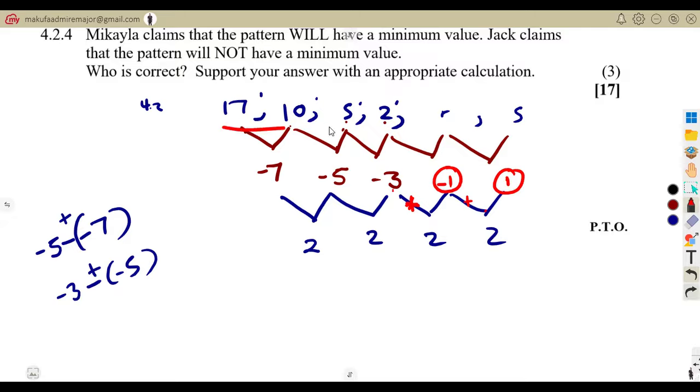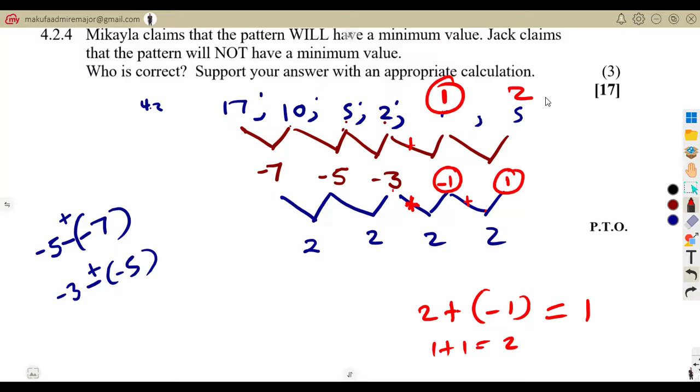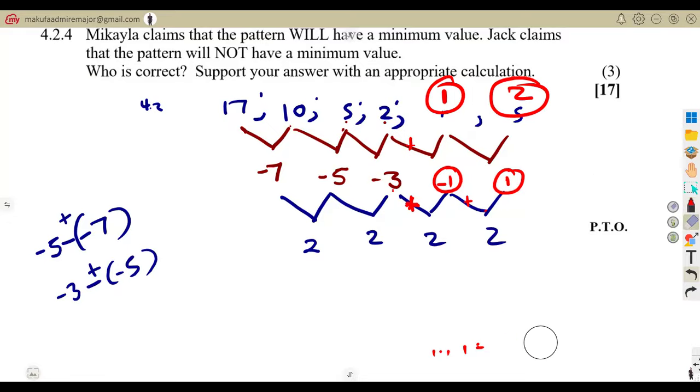But as we need R and S on the top there, let's go back to the top. We have to add again. So what are you supposed to do? 2 plus minus 1. What do we have? 2 plus minus 1, that's a 1. So if R is 1, to find S, we add again. 1 plus 1 is what? It's S. So 1 plus 1 is 2. So meaning to say our R is 1, our S is 2.